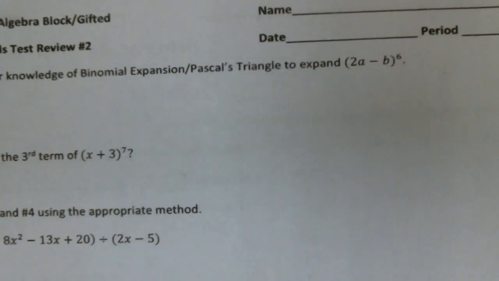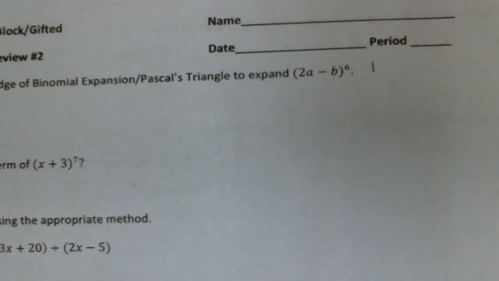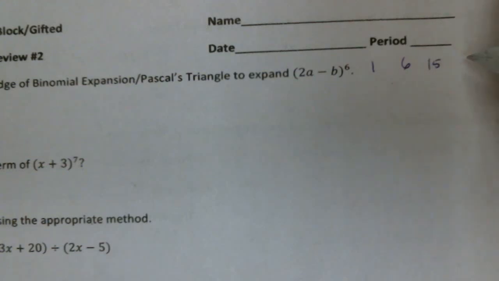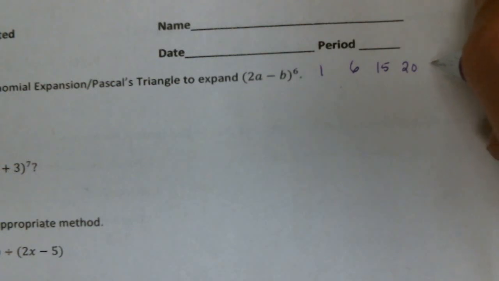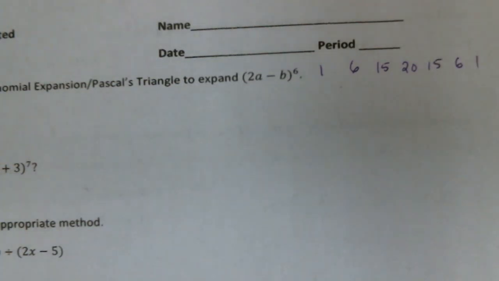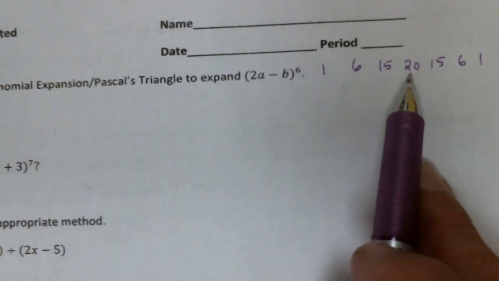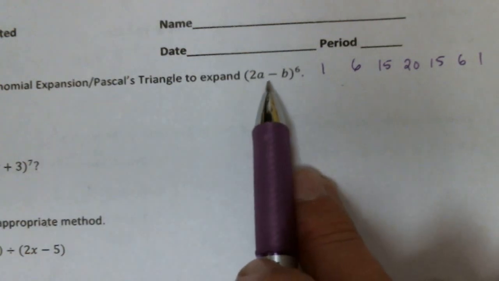If you look at your Pascal's triangle sheet, you will see that the coefficients for each of the terms in this expansion are going to be 1, 6, 15, 20, and then it just goes backwards, 15, 6, 1. So when I expand these terms, I will stick this coefficient in front, and I will be multiplying these numbers by each of these terms.